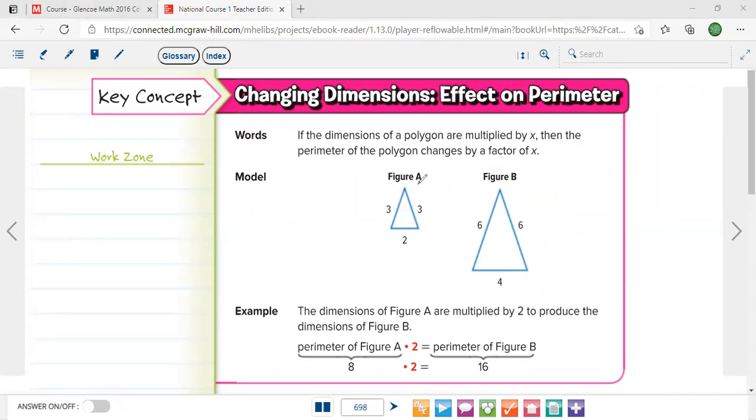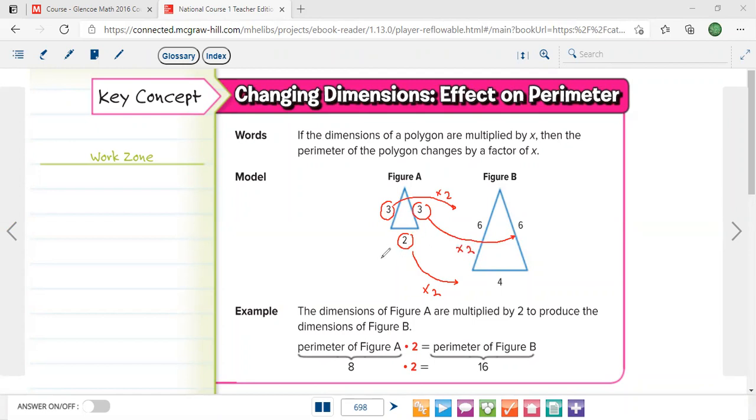If we have figure A, a triangle of side lengths 2, 3 and 3, and we have figure B of side lengths 4, 6 and 6. You can notice that this side is multiplied by 2 to be 4, and also this side is multiplied by 2 to be 6, and also this side is multiplied by 2 to be the other 6.